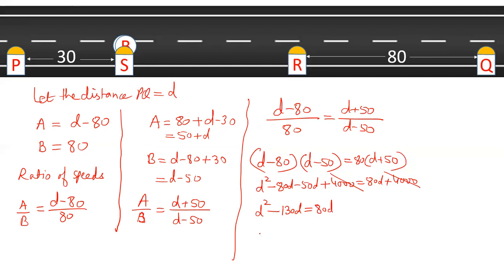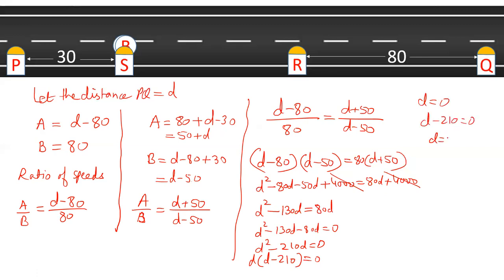Then minus 80D, so D square minus 130D minus 80D is equal to 0. D square minus 210D is equal to 0. So D common, D into D minus 210 is equal to 0. The value of D is either 0 or D minus 210 is equal to 0. That is, D is equal to 210. The value of distance is either 0 or 210. 0 is not possible because there is some distance covered. So D is 210. Distance of P to Q is 210.